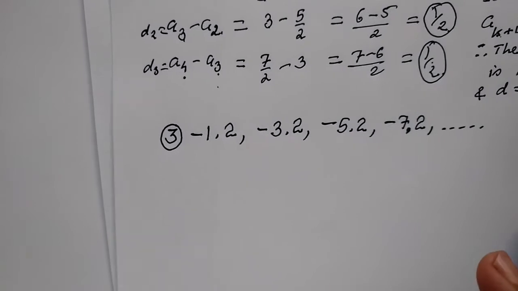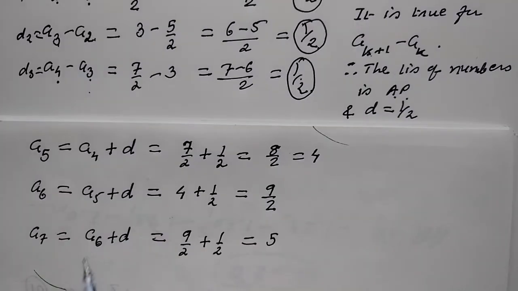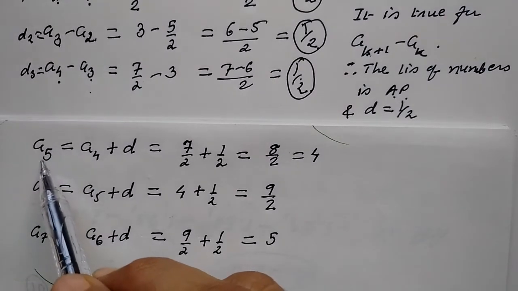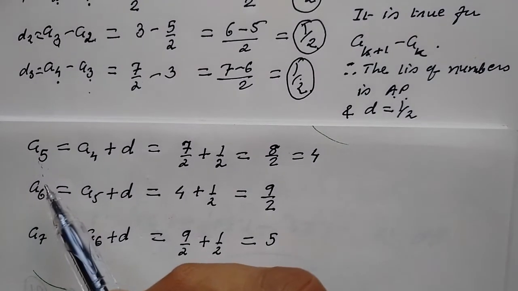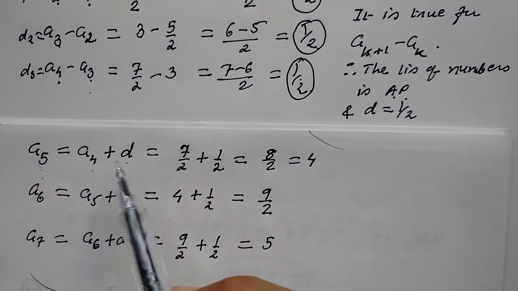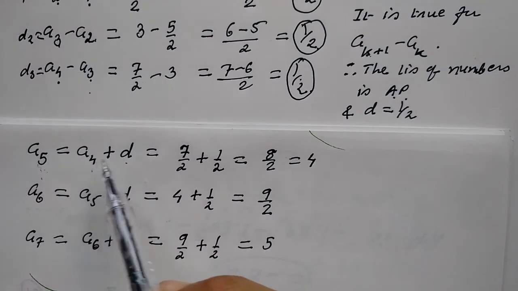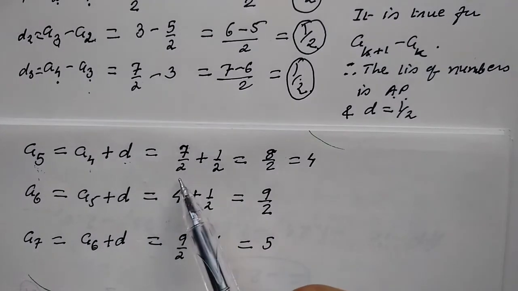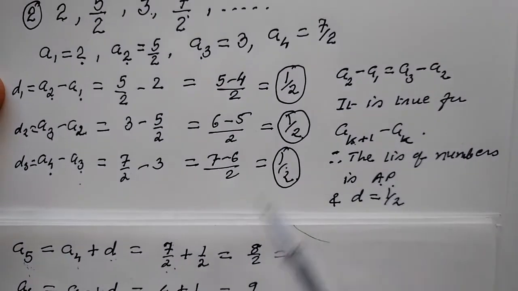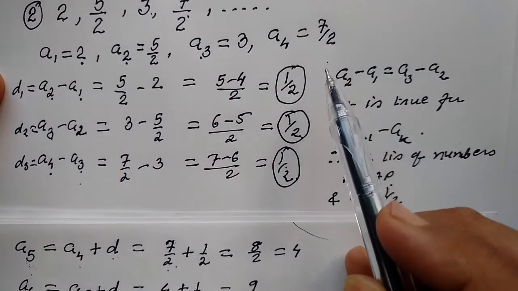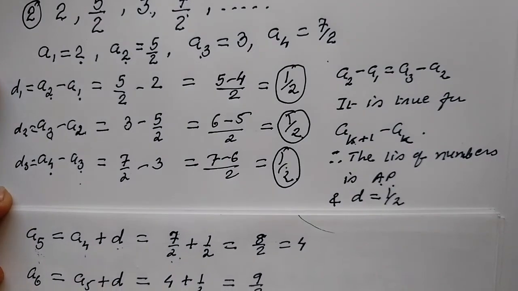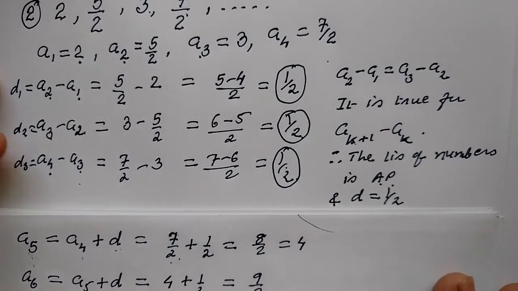Now third one. Now children, it is asked that find out 3 more terms. A5, up to A4 it is given. Okay, so the 5th term is A4 plus D. How to find the 5th term? A4 term plus D. This is our A4 term. So see children, this is the A4 term, 7 by 2. So 7 by 2 plus half, it is 8 by 2, upon 4.